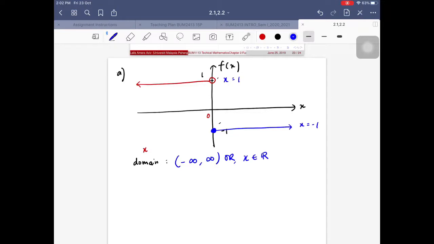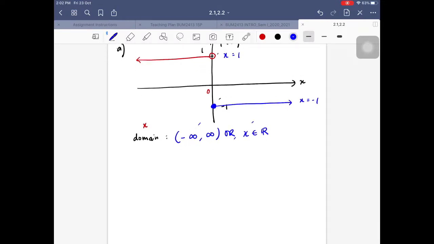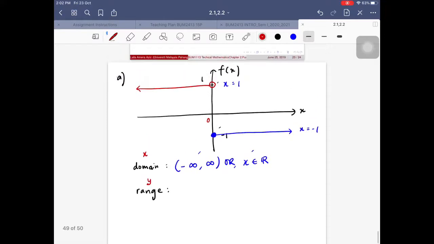Either way is correct to write the domain, in this form or this form. So that is in terms of domain. Now let's talk in terms of the range. When we talk about range, we have a look at the y-axis. What values are being covered in the y-axis?